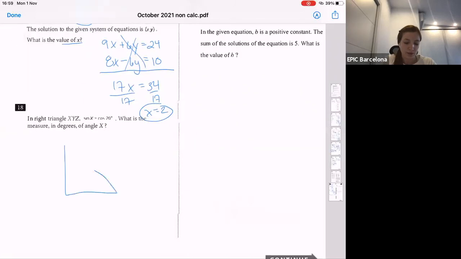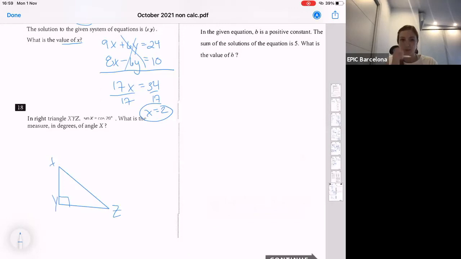Okay, now I have a right triangle. Oops, that didn't draw like I wanted it to. Okay, better. So x, y, z. It doesn't really matter how you label it, because it says sine of x is equal to cosine 20. So remember, the sine and cosine angles will correlate to the x here and the z here.